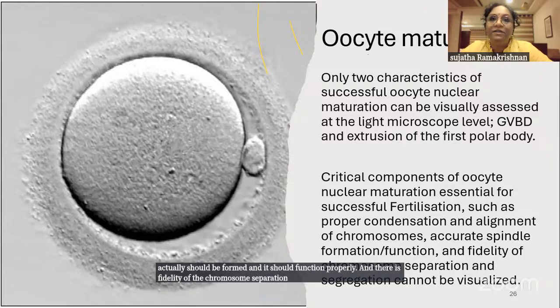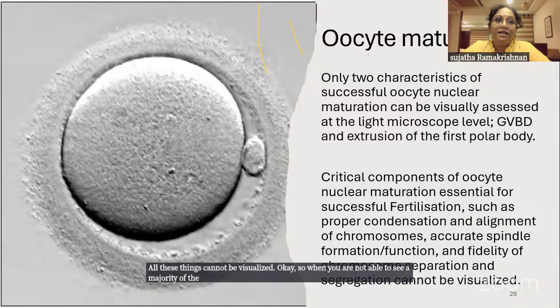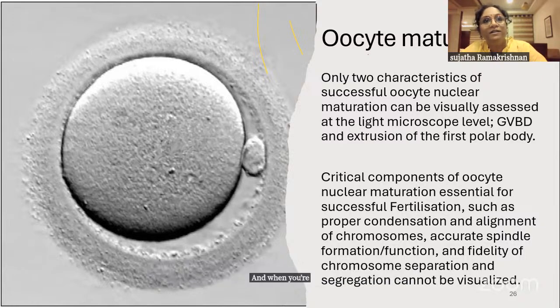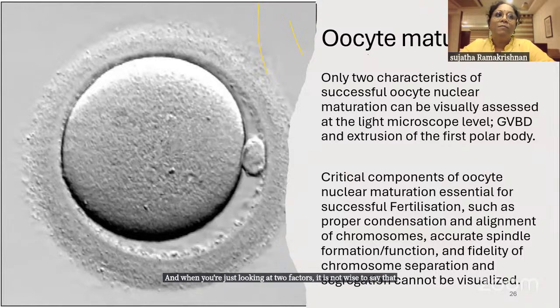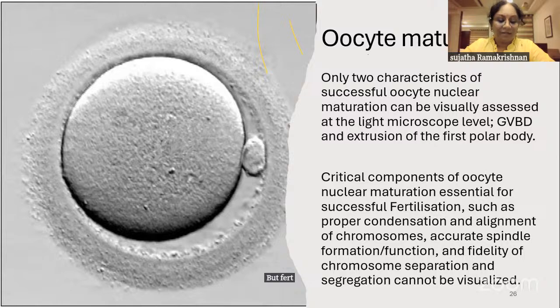All these things cannot be visualized. So when you are not able to see a majority of the oocyte activities, and when you're just looking at two factors, it is not wise to say that I have given a mature oocyte, but fertilization has not happened, and that's something to do with the lab.